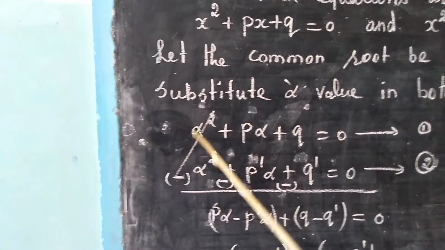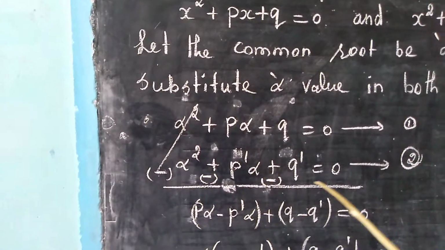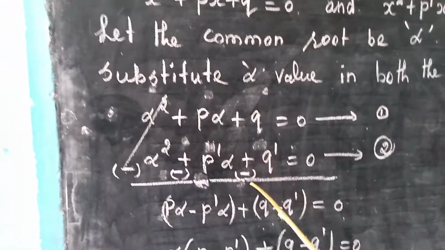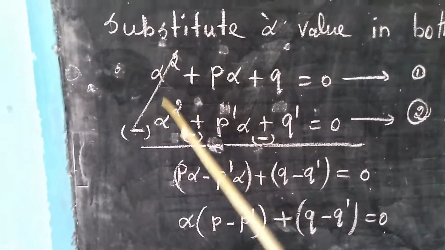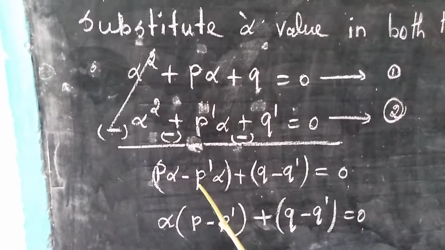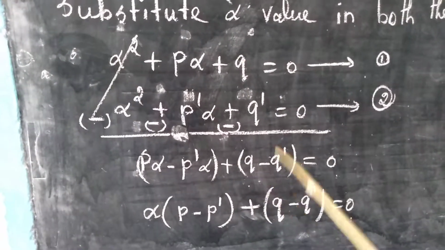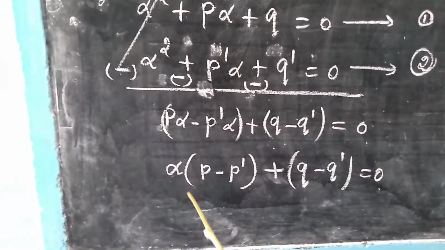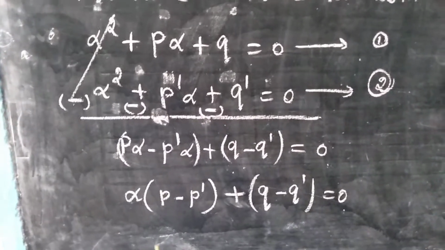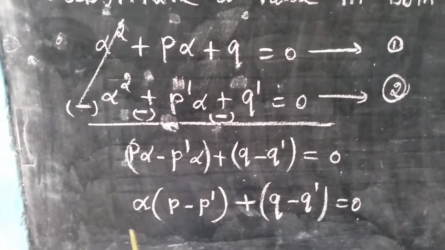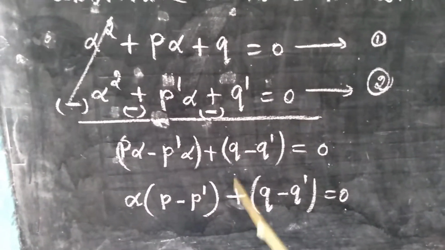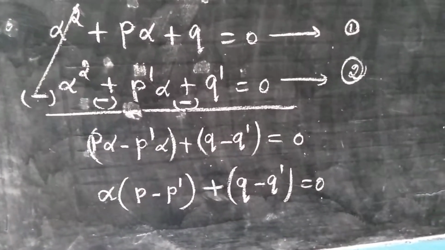We can eliminate alpha square because it has the same coefficient in both. Since they have the same sign, we change the sign of the second equation: plus changes into minus. Now α² minus α² cancel. The remaining is pα − p'α + q − q' = 0. Here we can take alpha as common: α(p − p') + (q − q') = 0.